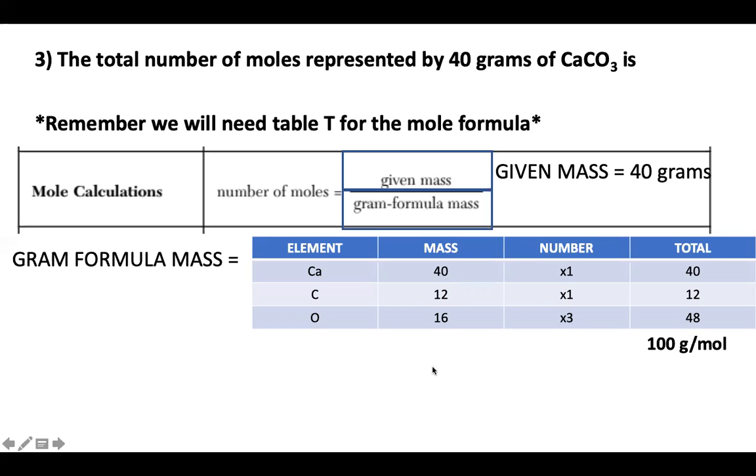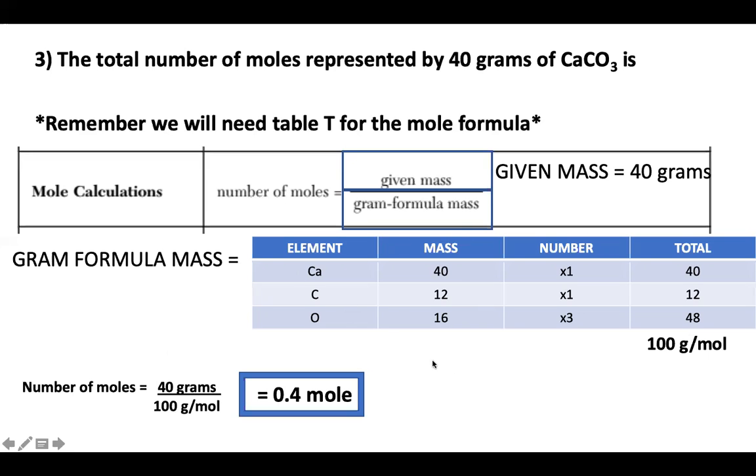Now we need to set up our formula for number of moles. So we put our given mass, 40 grams, over 100 grams per mole, our gram formula mass. Now I want you to remember these grams: because we're dividing, there's grams on the bottom and grams on the top. They are going to divide out from each other, and we're only going to be left with moles. So what do you get when you divide 40 by 100? You're pretty much just moving the decimal place. You're going to get 0.4 moles. Hope that made sense. If it doesn't, leave me a comment, please.